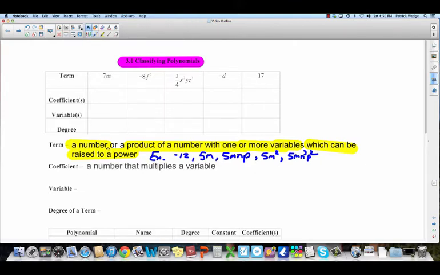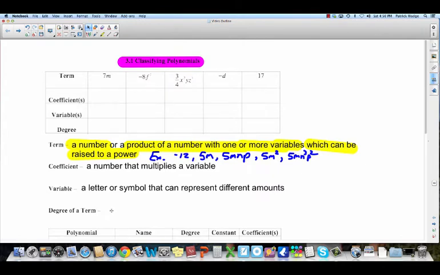Okay, next, a coefficient. A coefficient is a number that multiplies a variable. So here's a coefficient. This 5 here multiplies by the m, so the coefficient is 5. In fact, the coefficient is 5 in all of these cases here. Variable. A variable is a letter or symbol. You know this. It's a letter or symbol that can represent different amounts. So the variables m, n, p, all these are variables.